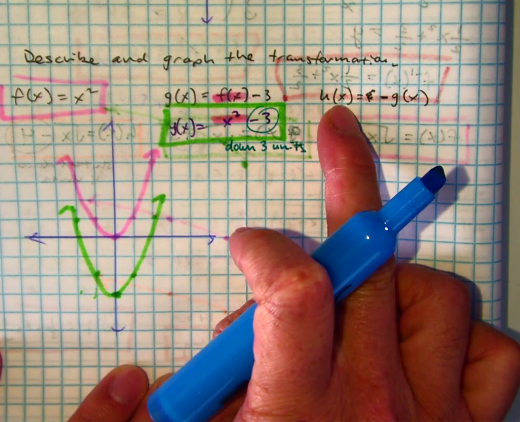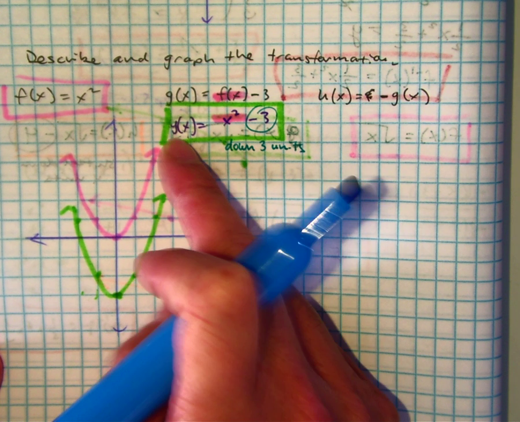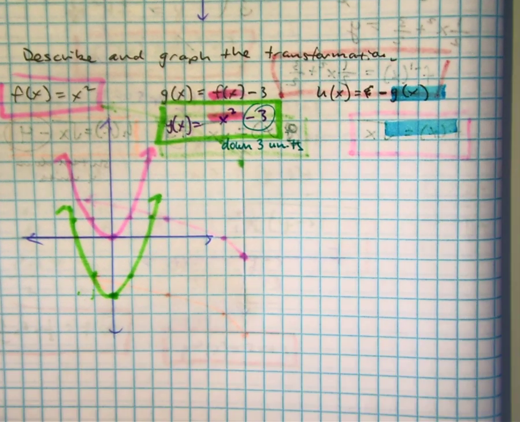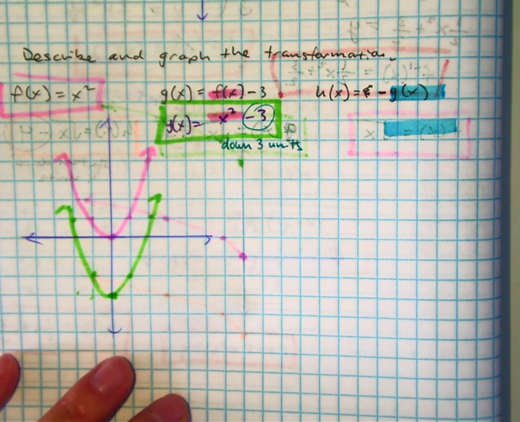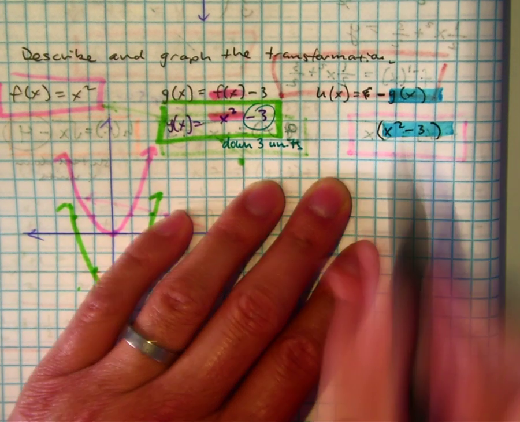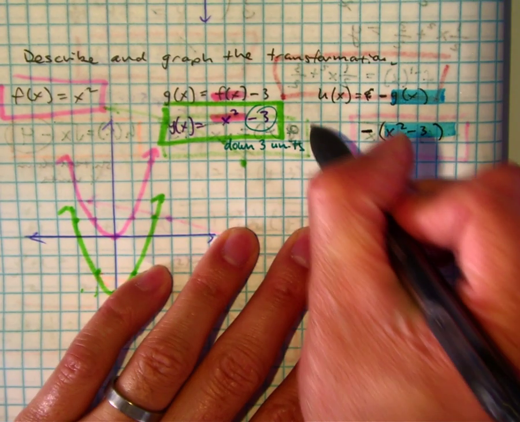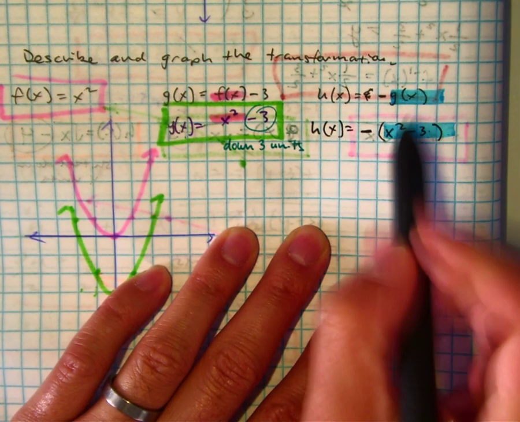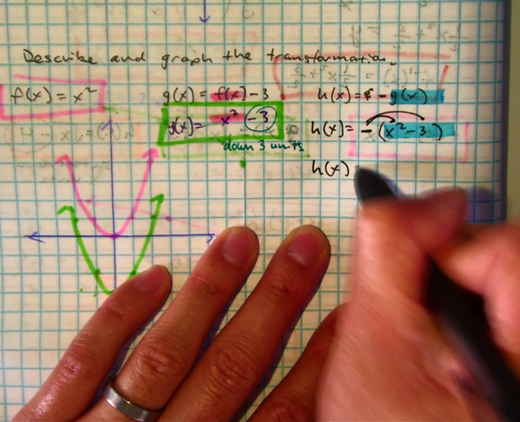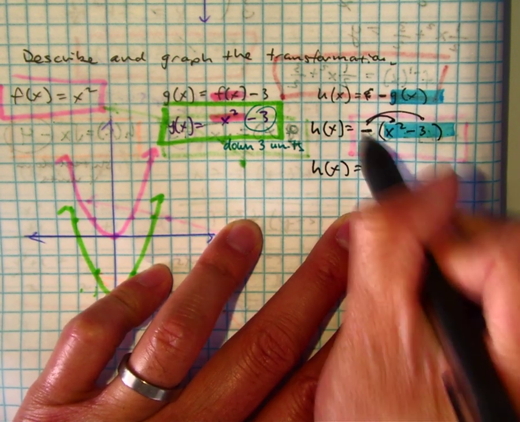H of x says it's the opposite of g of x. Well, over here, we said every time I see g of x, I can write x squared minus 3. I see g of x, what can we write? X squared minus 3. Don't forget the opposite sign. So there, if I distribute the negative sign, I get h of x equals, what do I get? Negative x squared plus 3.